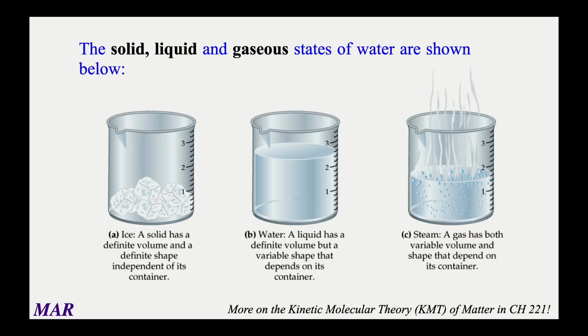Here's a picture showing the solid, liquid, and gaseous states of matter, all right? And again, ice, very definite shape, very definite volume. Liquid water has a definite volume, but a variable shape. So if we pour that beaker of water on the table, it's going to go all over the place. It'll be very flat instead of compact. And then finally, the steam.